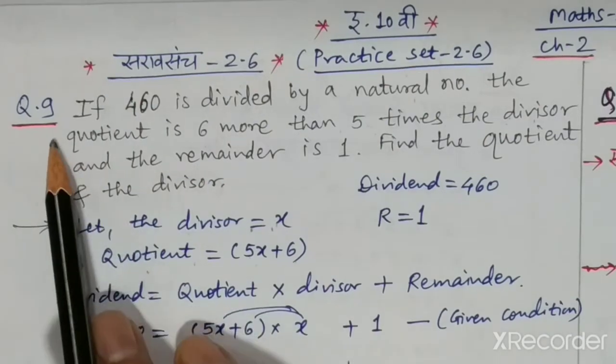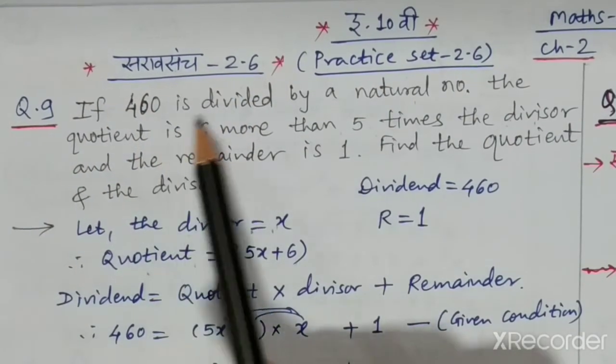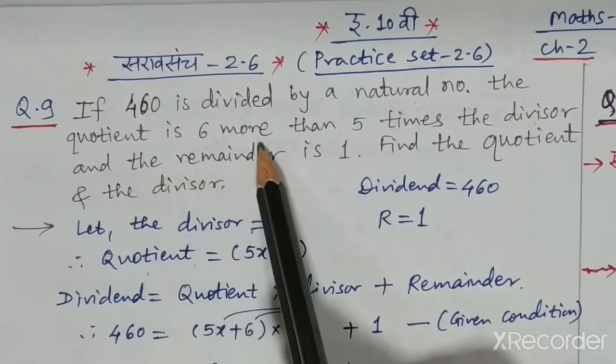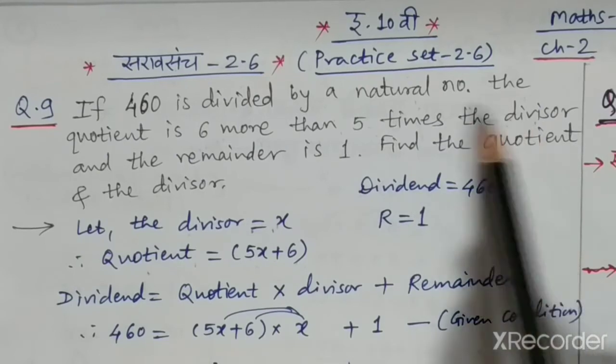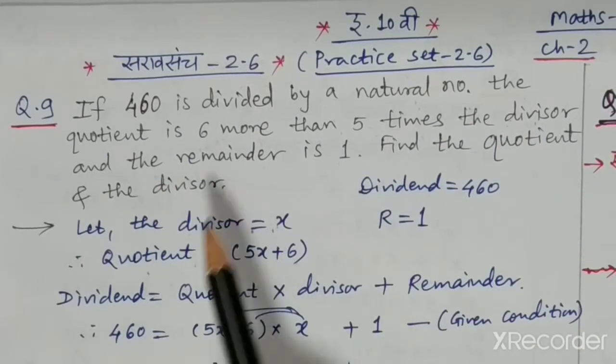Question number 9 from practice set 2.6. If 460 is divided by a natural number, the quotient is 6 more than 5 times the divisor, and the remainder is 1. Find the quotient and the divisor.